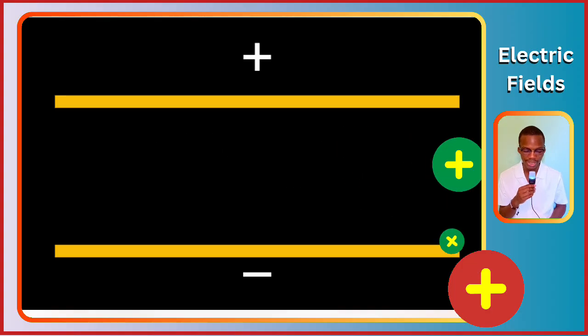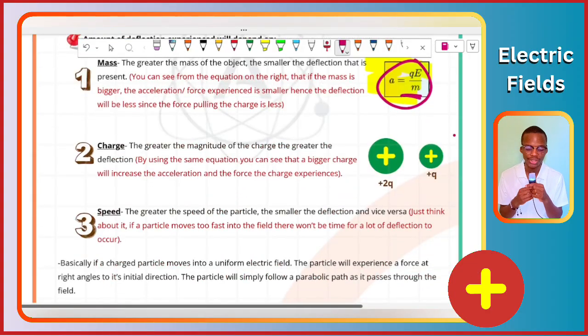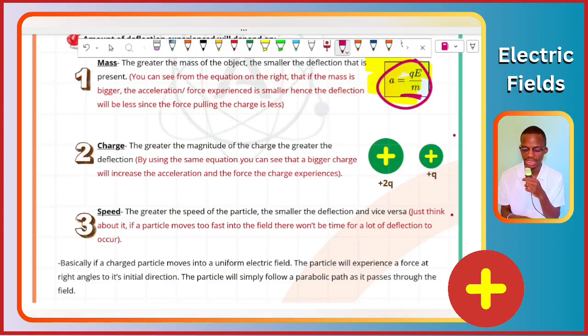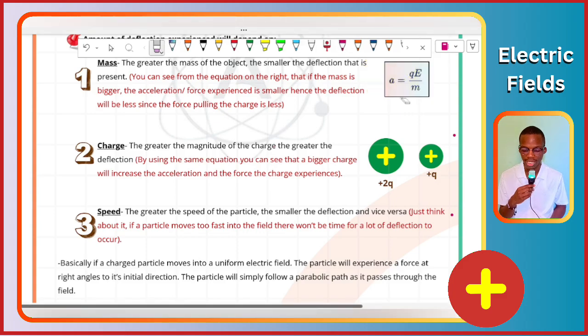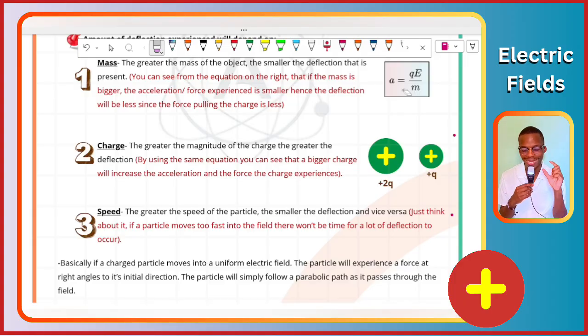The next one is charge. The greater the magnitude of the charge that you have, the greater the deflection that you're going to encounter. In that illustration, we have plus 2q and we have q. One is a bigger charge than the other. If you look at that same equation, if the value of q is bigger, so if you have 2q, that essentially means that the acceleration will be bigger. If the acceleration is bigger, a greater force will cause you to move down, so a greater deflection will therefore be encountered.